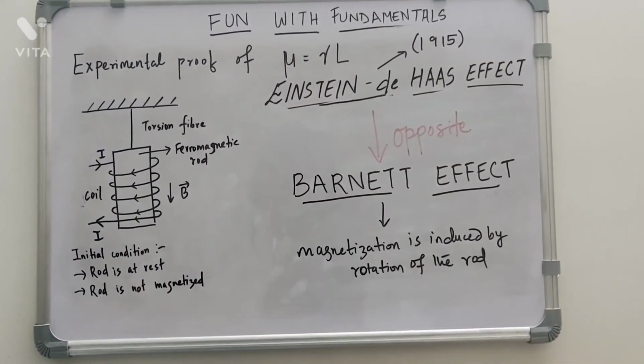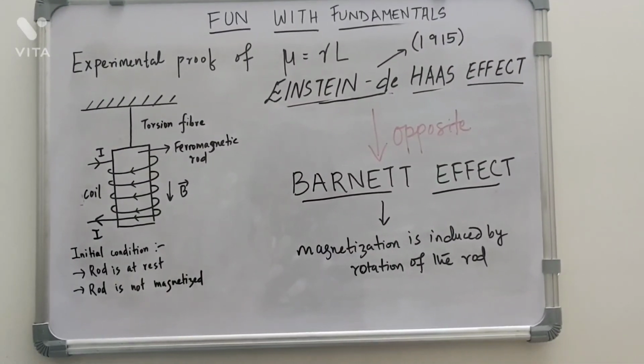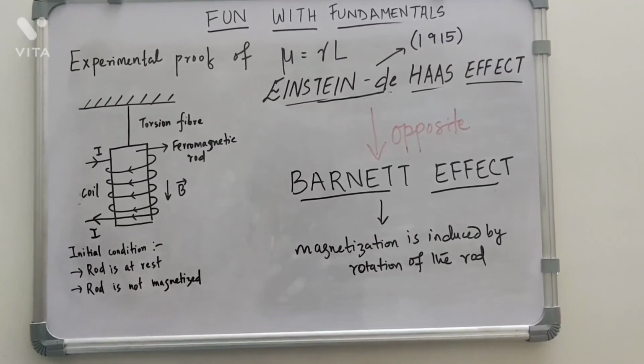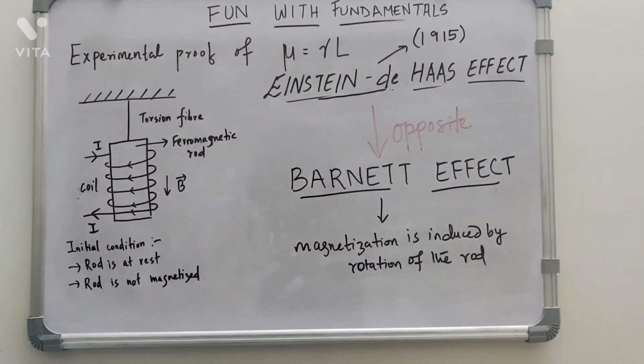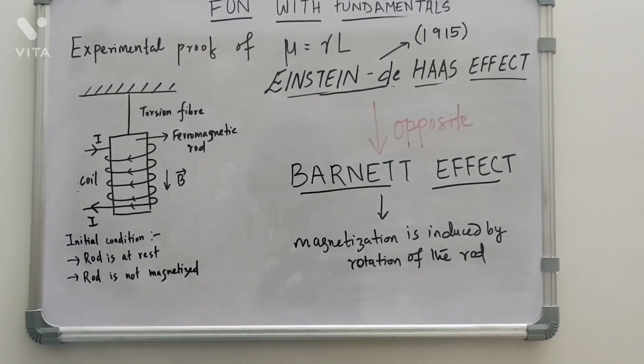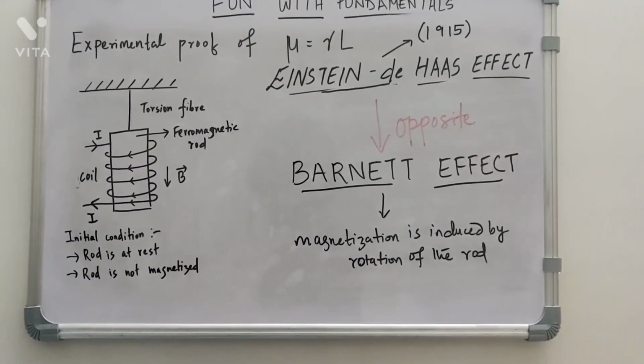The opposite of this effect also exists and is known as the Barnett effect. Here, there is a net magnetization induced in the ferromagnetic rod when the rod is being rotated.